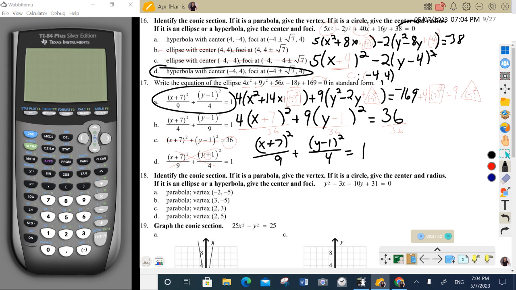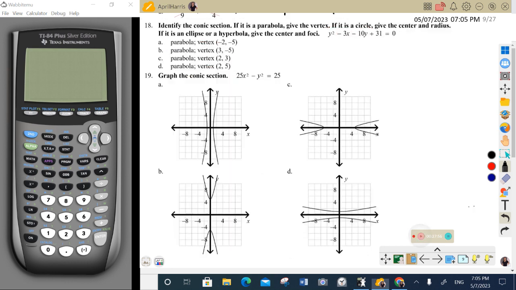Number 18, I feel like I'm going to not have enough room for that. Give me one moment. Okay, first of all, the shape only has one variable squared, so it is a parabola, which all the answers say. And we need it to be in vertex form. So you want to solve for the variable that is not squared. So in this problem, we're going to solve for x.